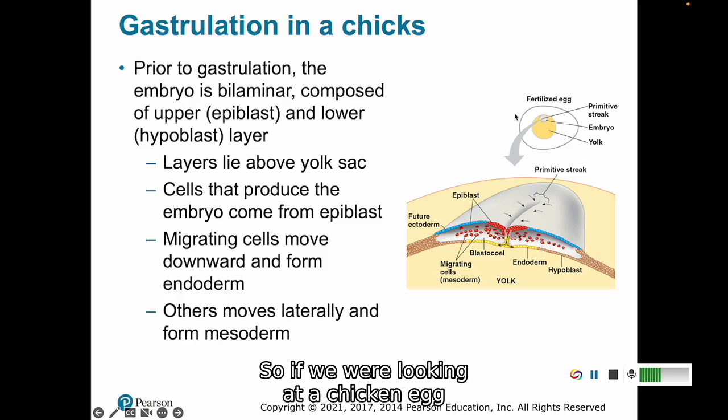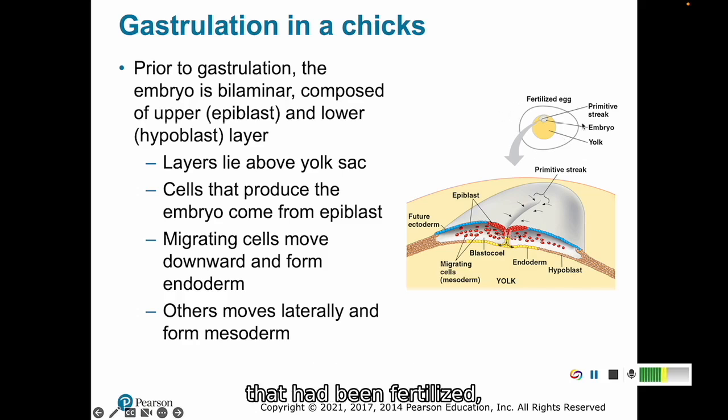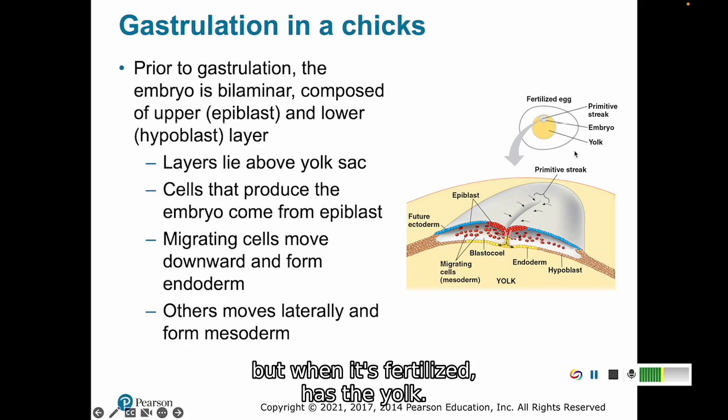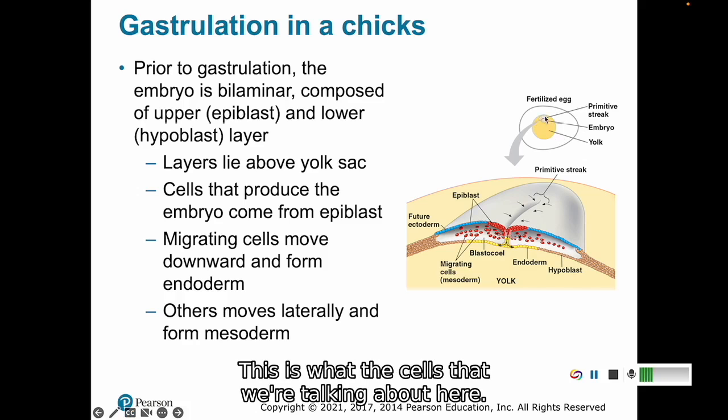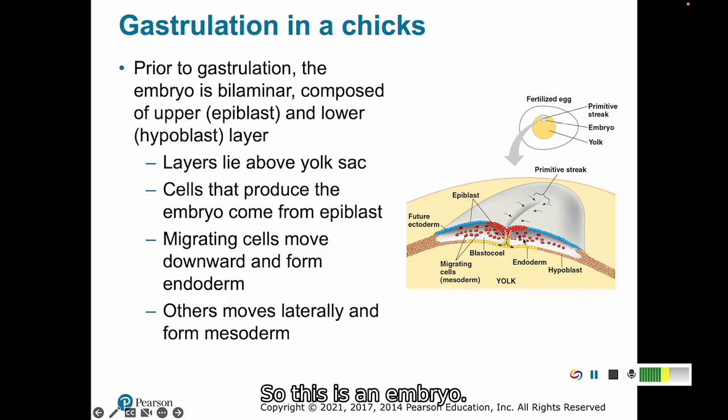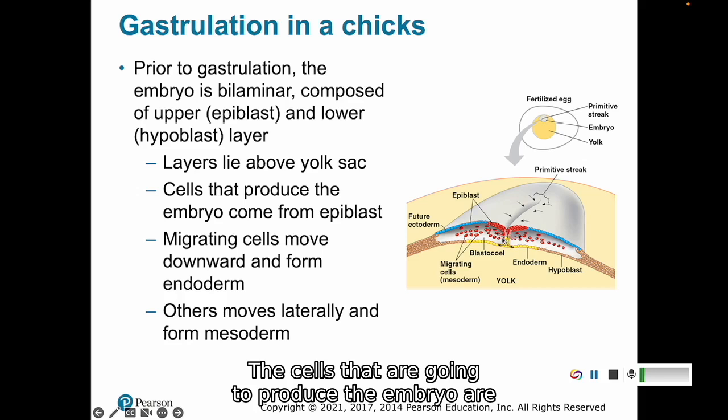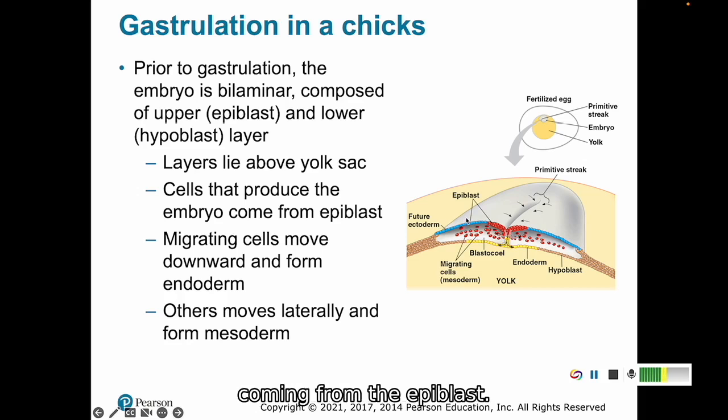So if you were looking at a chicken egg that had been fertilized, not like from the grocery store, those are not fertilized, but one that is fertilized has a yolk and then just a little tip of it here. This is what the cells that we're talking about here. So this is the embryo. And the cells that are going to produce the embryo are coming from the epiblast.